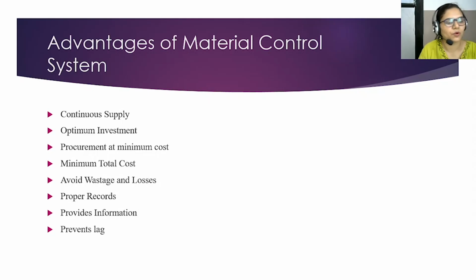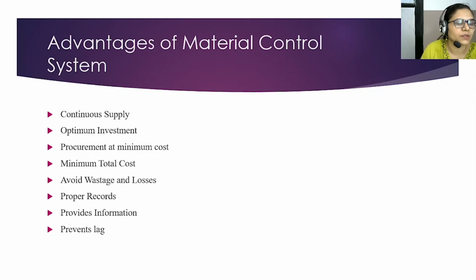Procurement at minimum cost. Purchase of quality materials and other inputs at the minimum rate from a regular supplier is ensured under the system of material control. Minimum total cost. There is reduction in total cost, which includes ordering cost and carrying cost, under the system of material control. When carrying cost and ordering cost are minimized, naturally the total cost will be reduced.